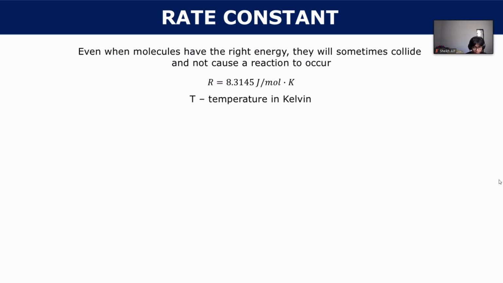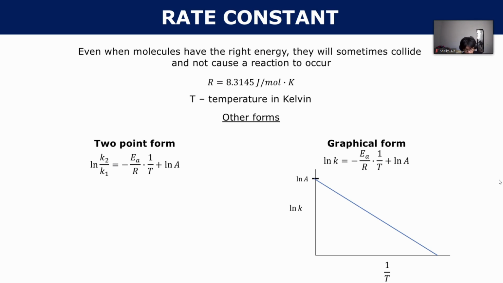There are actually a couple other forms of this Arrhenius equation: the two-point form and the graphical form. The two-point form is probably the more important one, but the graphical form just puts it in a graph. It's in the form of y equals mx plus b, and so you can see that relationship as a graph.